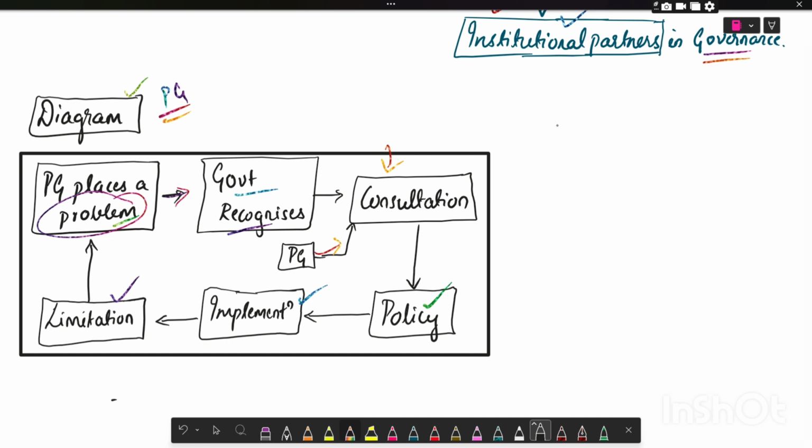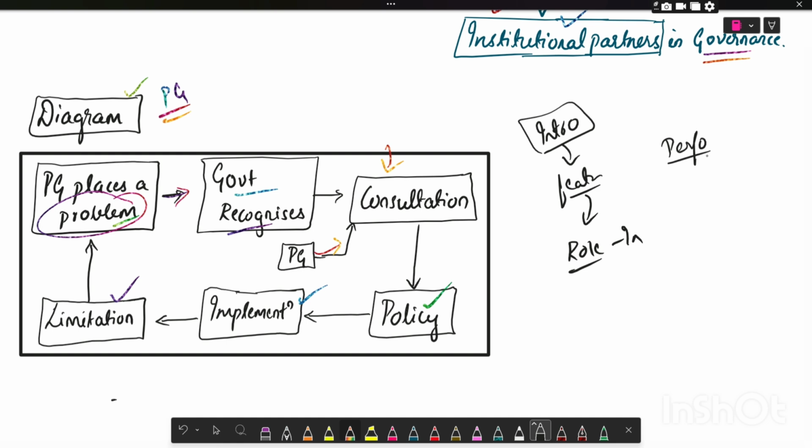Now we'll see what we have seen in this video. I have given you the introduction, the features of pressure groups, the role of pressure groups in Indian democracy, their performance and the challenges that need to be addressed, the way forward, and a conclusion. And I have given you a diagram.